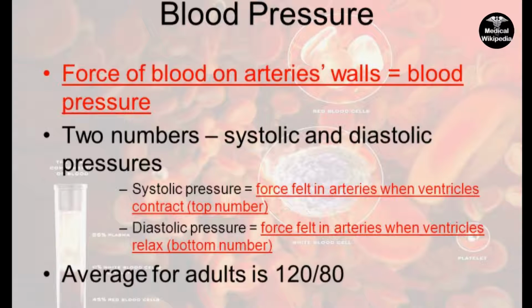Blood pressure. The force of blood on artery walls is blood pressure. There are two numbers, systolic and diastolic pressures. Systolic pressure is the force felt in arteries when the ventricles contract, the top number. Diastolic pressure is the force felt in arteries when the ventricles relax, the bottom number. The average for adults is 120/80.